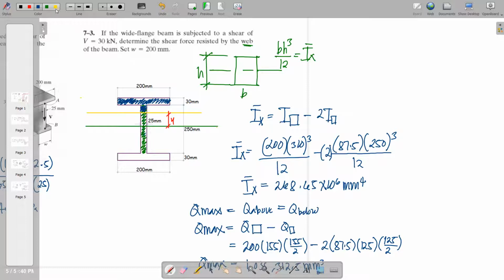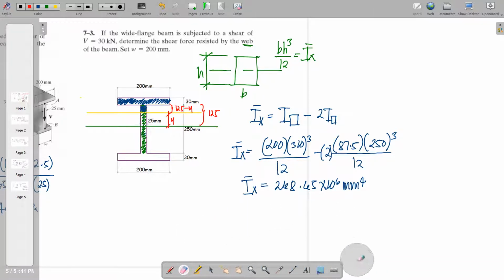So we will be needing this dimension, or this excess dimension here. And remember that this dimension here is half of 250. So actually that is equal to 125 mm. So this excess dimension here is 125 minus y. And then the shaded blue portion here will be considered in the calculation of our Q.